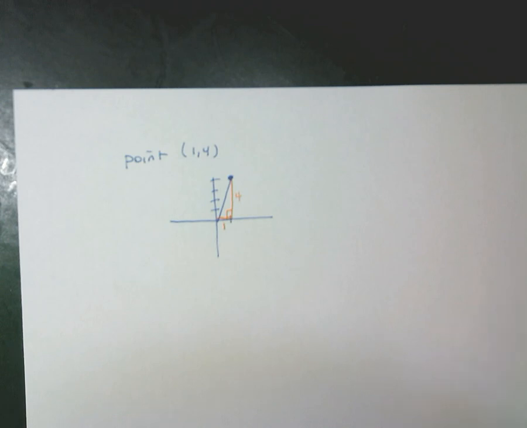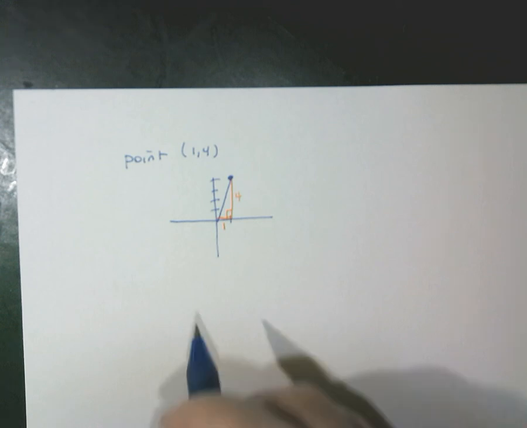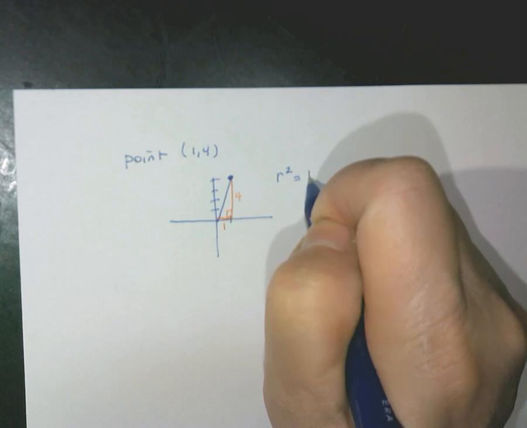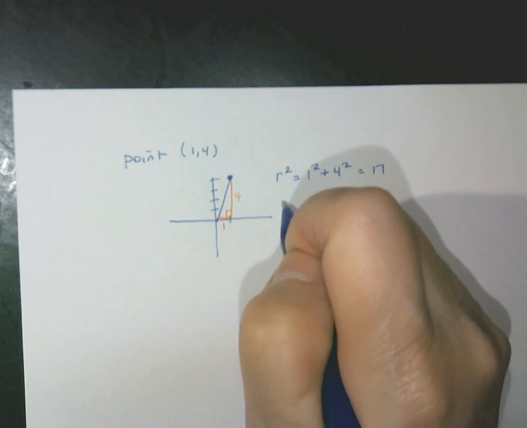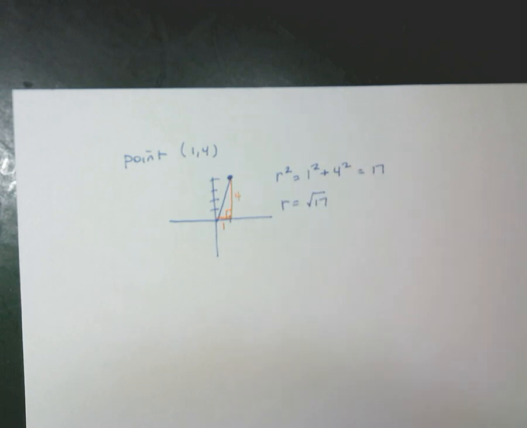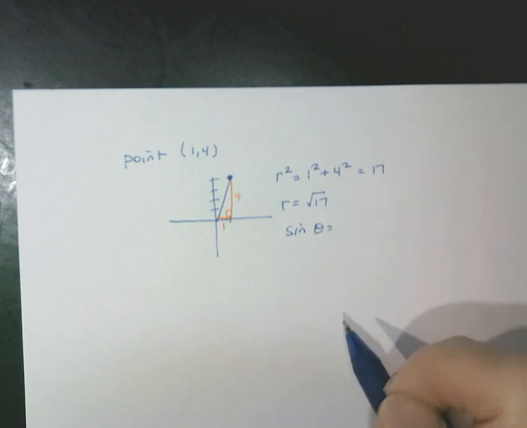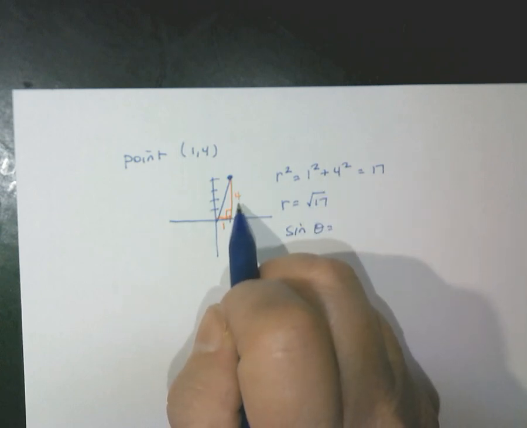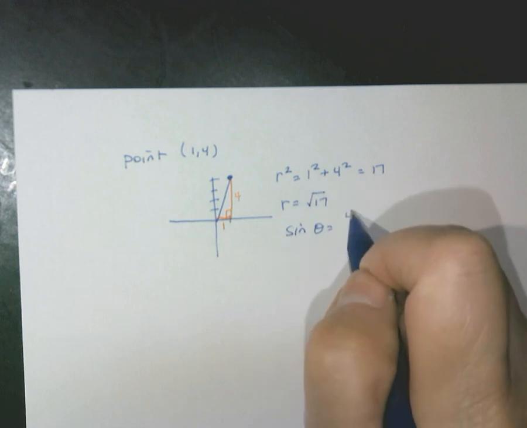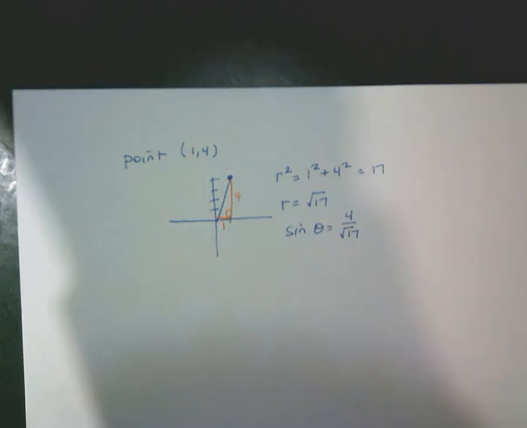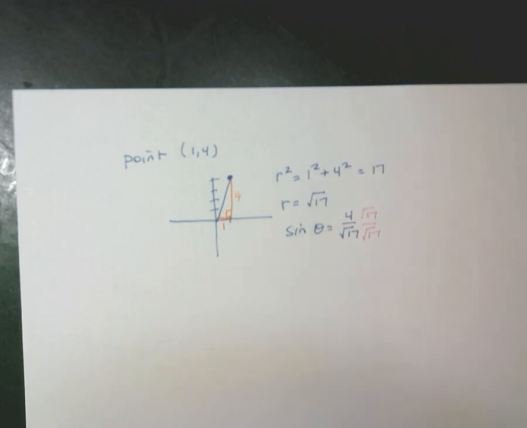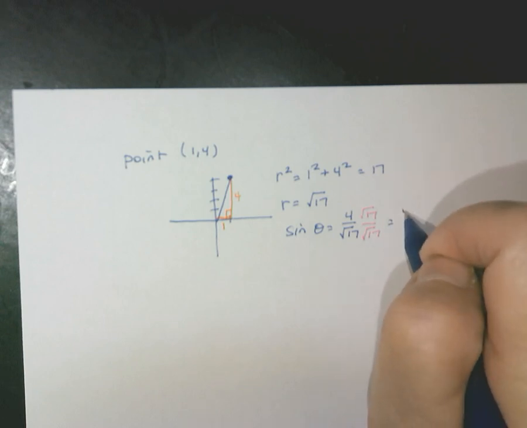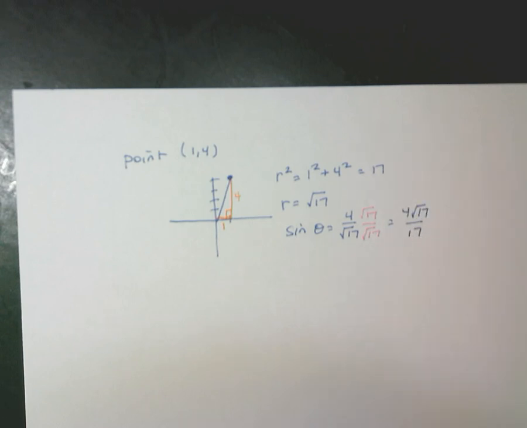And I want to find sine, cosine, tangent, cosecant, secant, cotangent. So I need my radius. So r squared is equal to 1 squared plus 4 squared, which is equal to 17. So r is going to equal the square root of 17. So sine of theta is going to be the opposite over the hypotenuse. Then you've got to rationalize the denominator, and it equals 4 square root of 17 over 17.